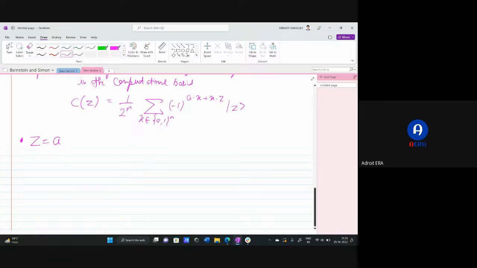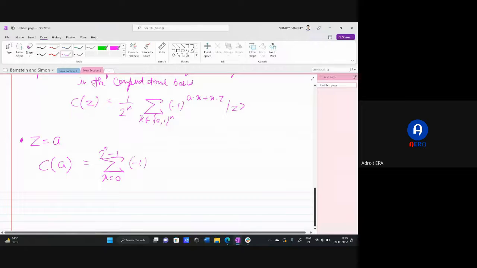So z is equal to a, therefore c of a summation. We are just going to put into that formula c of z, because that's the amplitude associated with ket z, which is the variable, and we want that ket z to take the value a, because we are looking after a, right? Find a. That is the problem statement, right? Find a. So minus 1 to the power a dot x plus x dot z is equal to, and then once again, as you solve it.